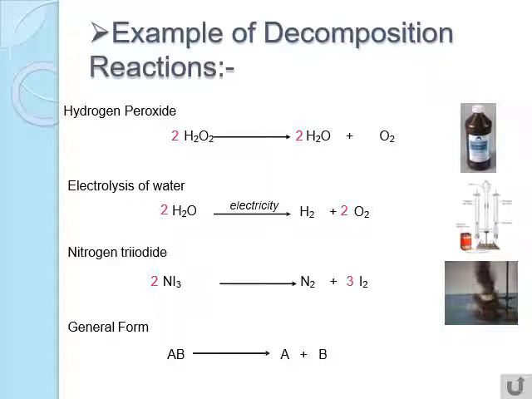H2O2, hydrogen peroxide, breaks into water and oxygen. Electrolysis of water, or breaking of water in the presence of electricity, gives hydrogen and oxygen gas. Breaking of trinitrogen triiodide, NI3, into nitrogen and iodine molecule. The general form is AB converted into A plus B.